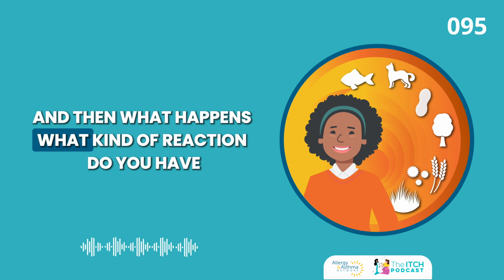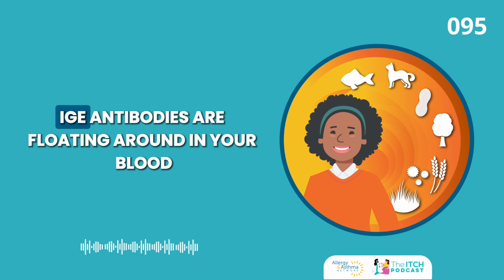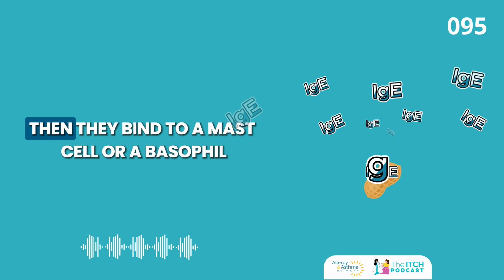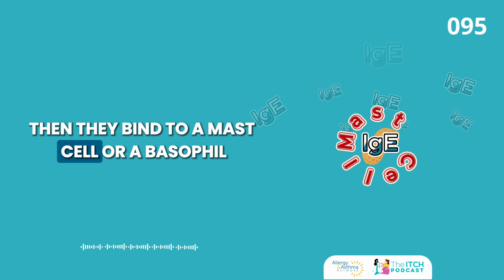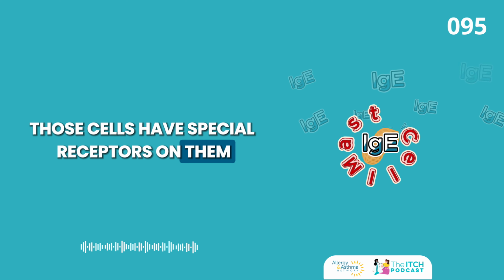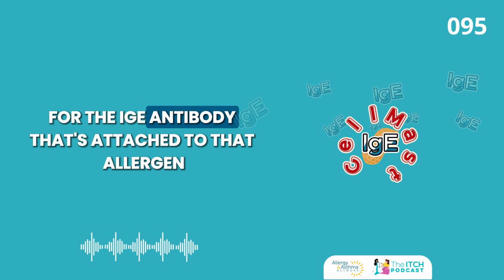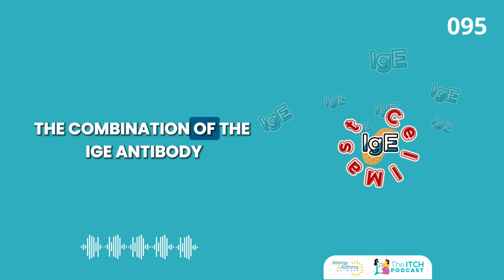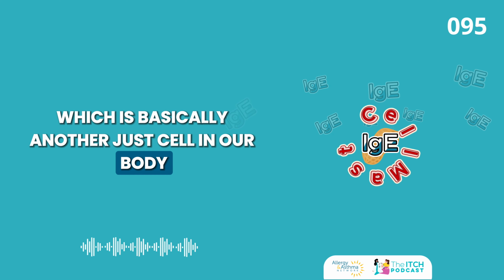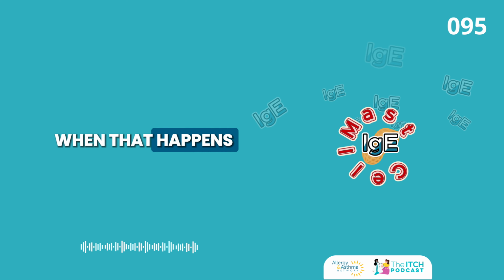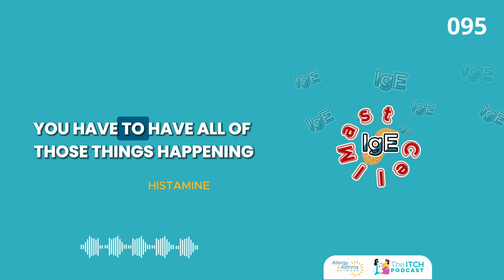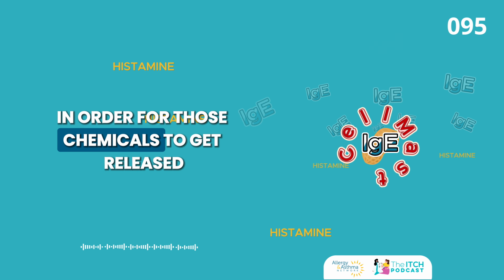And then what happens? What kind of reaction do you have? So essentially, IgE antibodies are floating around in your blood. When they encounter an allergen, then they bind to a mast cell or a basophil. And essentially, those cells have special receptors on them for the IgE antibody that's attached to that allergen. The combination of the IgE antibody and this mast cell, which is basically just another cell in our body that has a bunch of chemicals in it, causes that cell to release those chemicals.